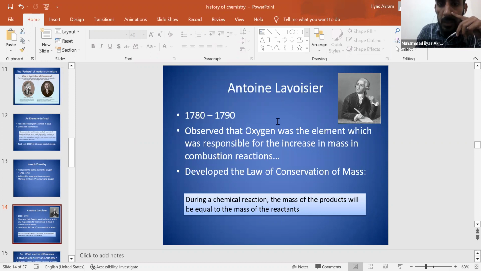So Antoine Lavoisier observed that the presence of oxygen can be the cause of a combustion reaction, because if only carbon is available, it will not burn, since not enough oxygen will be available. So a combustion reaction will only proceed if oxygen is available. Antoine Lavoisier developed the law of conservation of mass, which applies to all chemical reactions. During a chemical reaction, the mass of the products will be equal to the mass of the reactants.